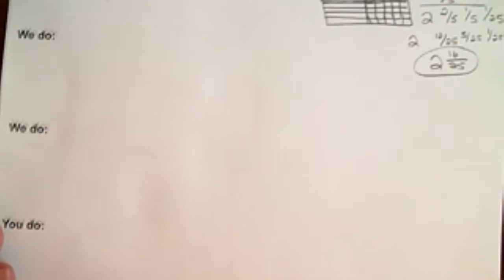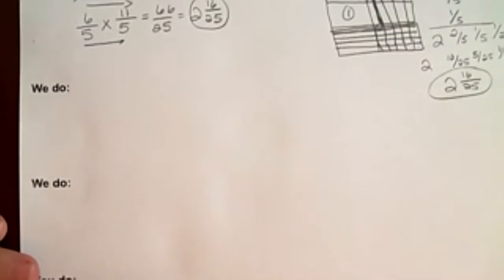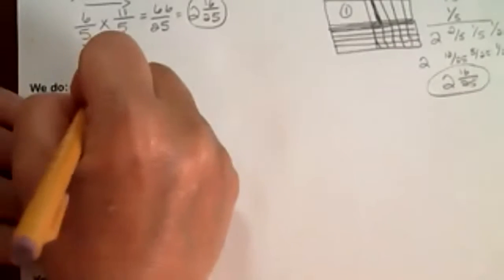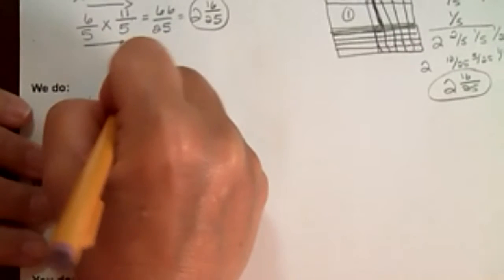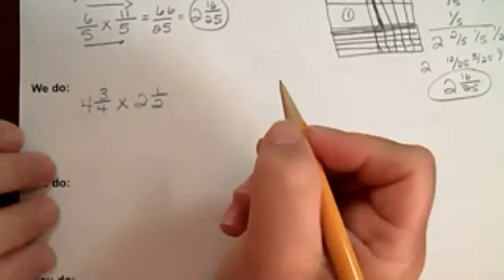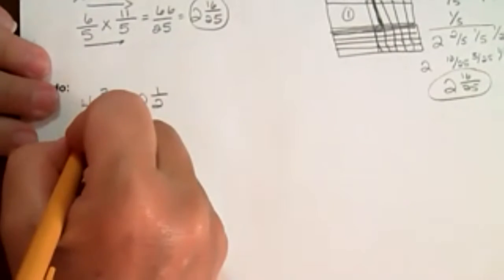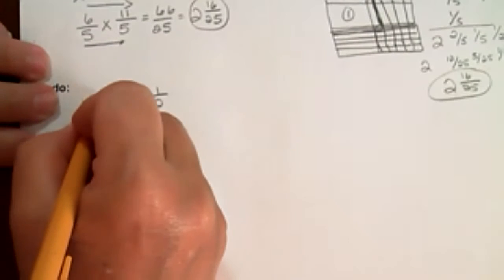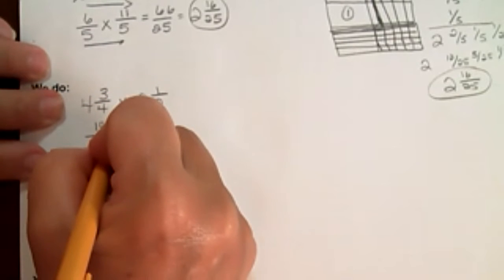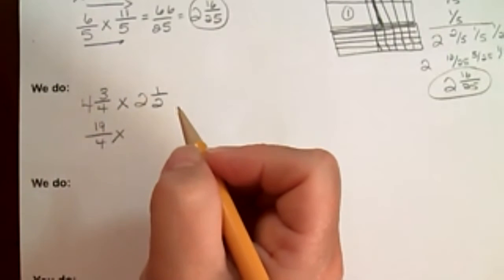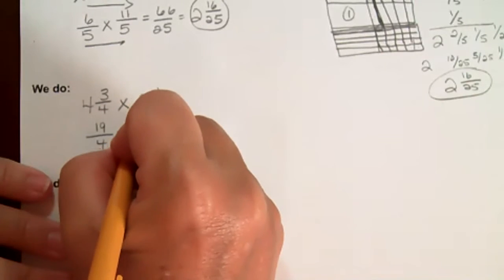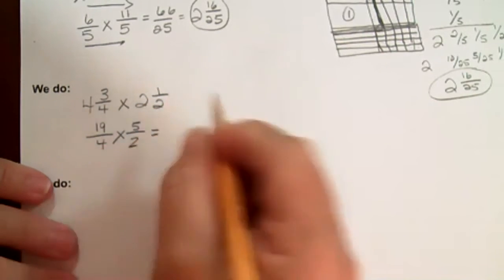Problem number 2. 4 3/4 times 2 1/2. Change them to improper fractions. 4 times 4 is 16, plus 3 is 19. So we've got 19/4 times 2 times 2 is 4, plus 1 is 5. So 5/2.